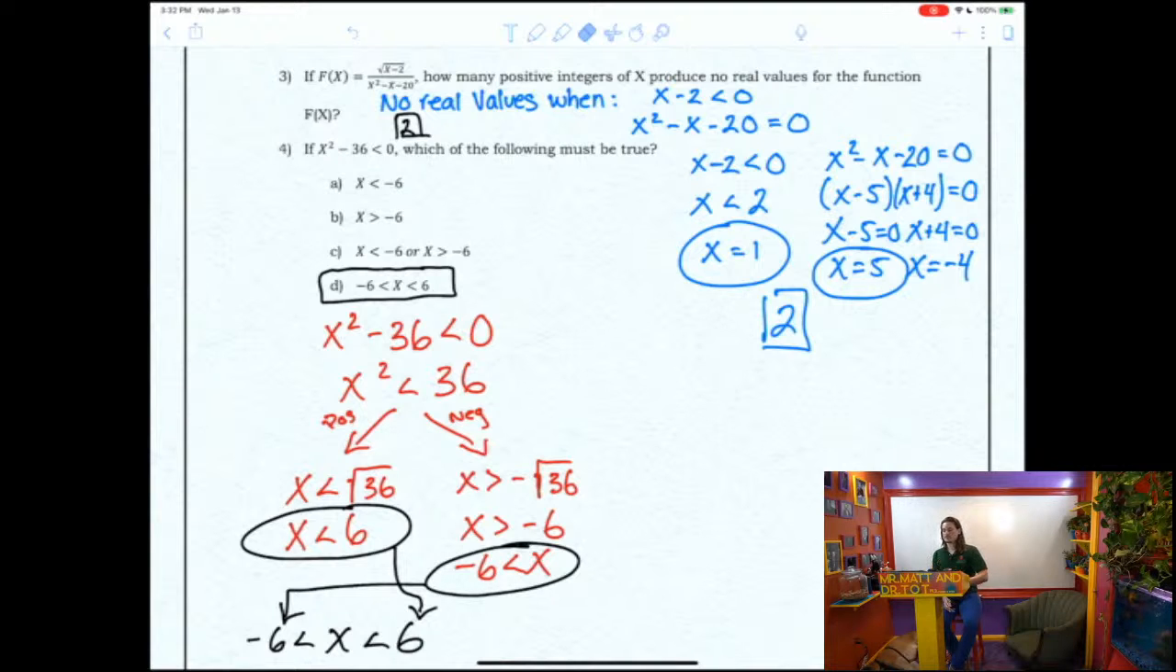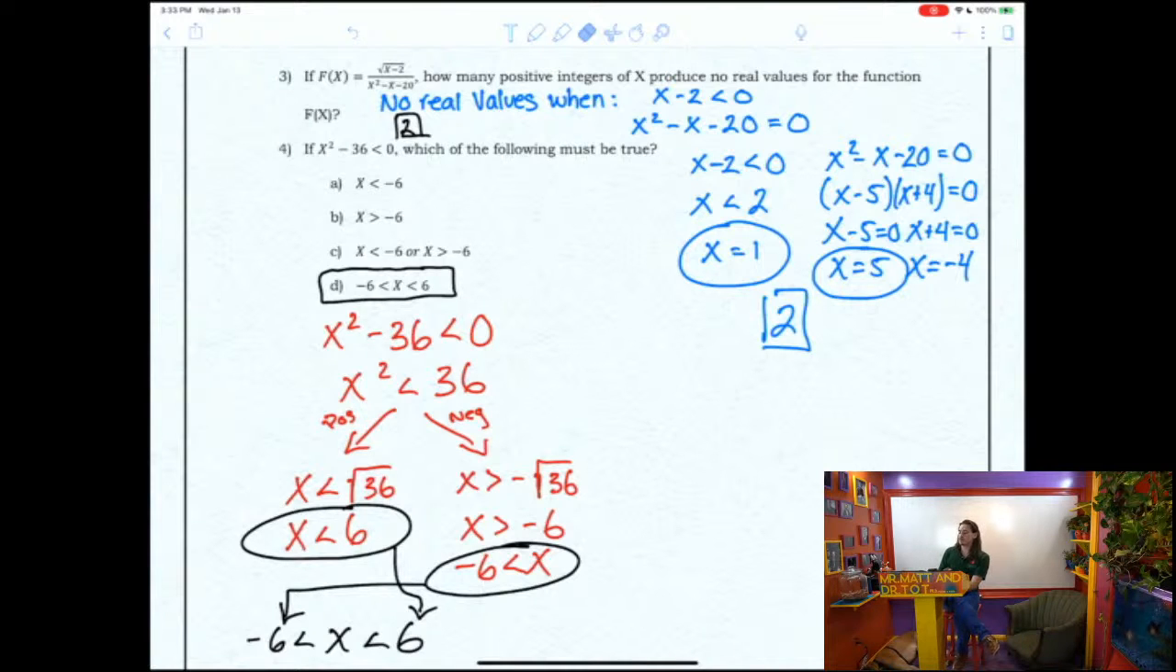Okay, so for number 3, for this function, any value that makes x minus 2 in the numerator, the radicand underneath that radical sign, less than 0, or in other words negative, will produce a non-real value. And any value for x that makes the denominator, that trinomial, equal to 0 will also produce non-real values, because you're not allowed to take the square root of a negative number, and you're not allowed to divide by 0. So we're going to test which inputs of x will produce those conditions.